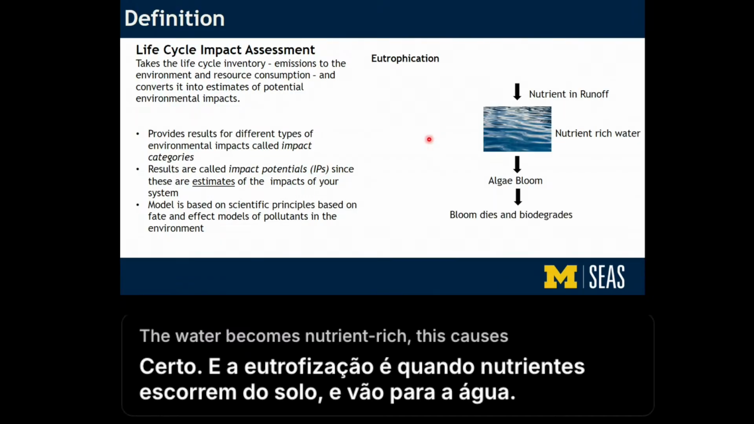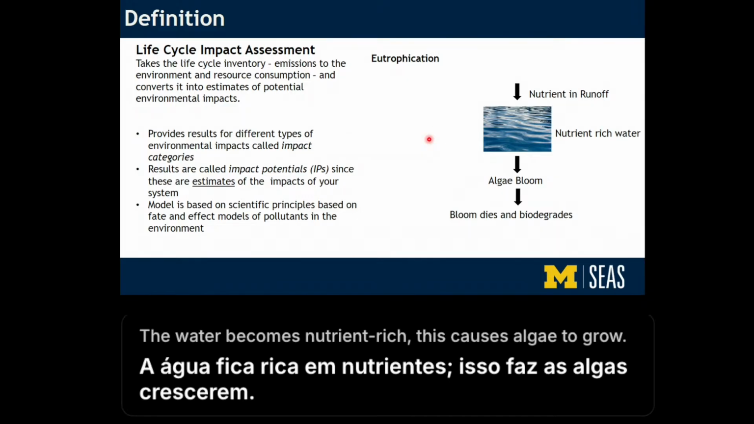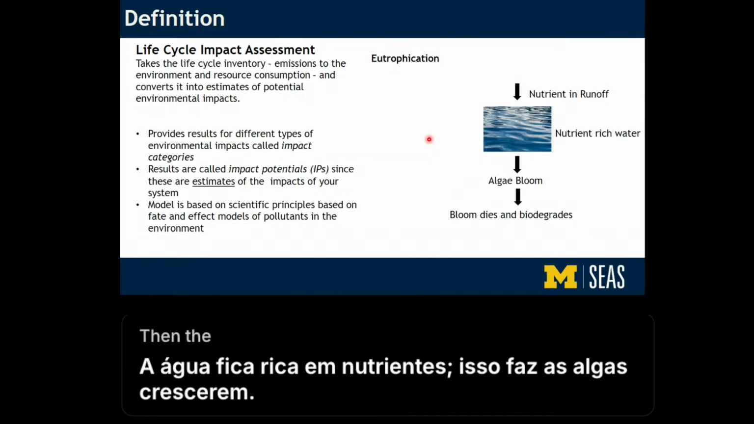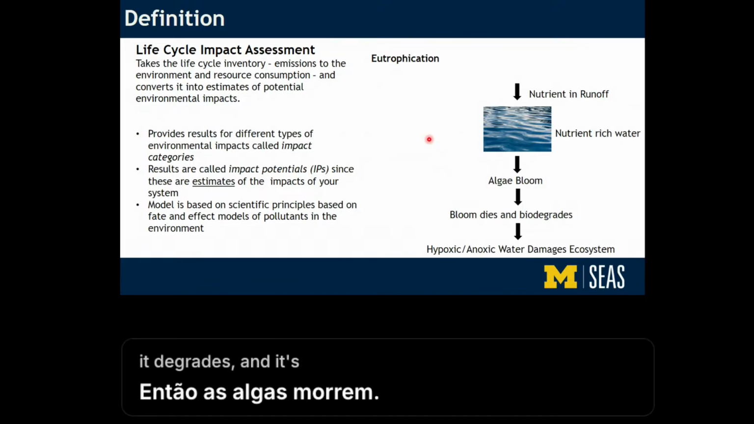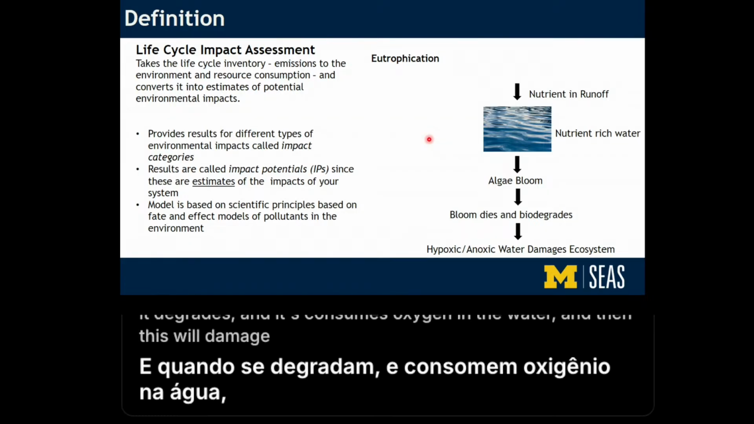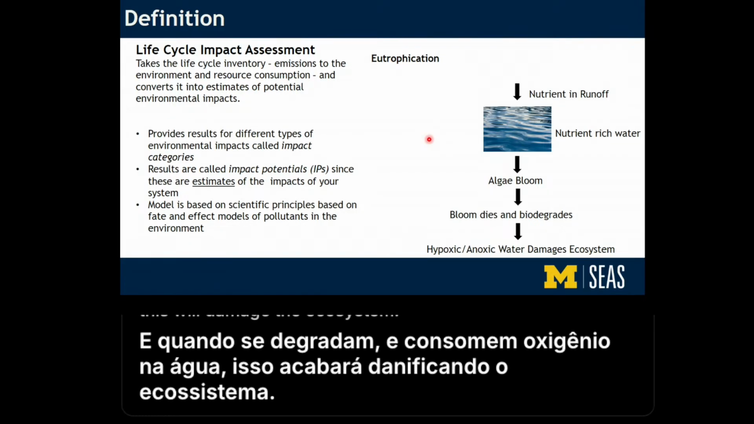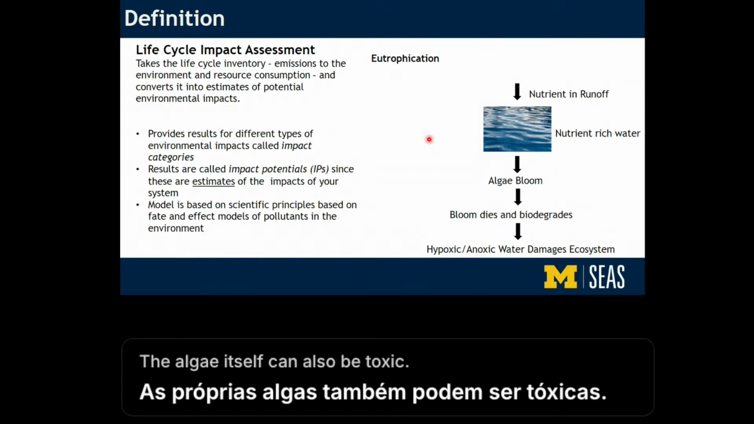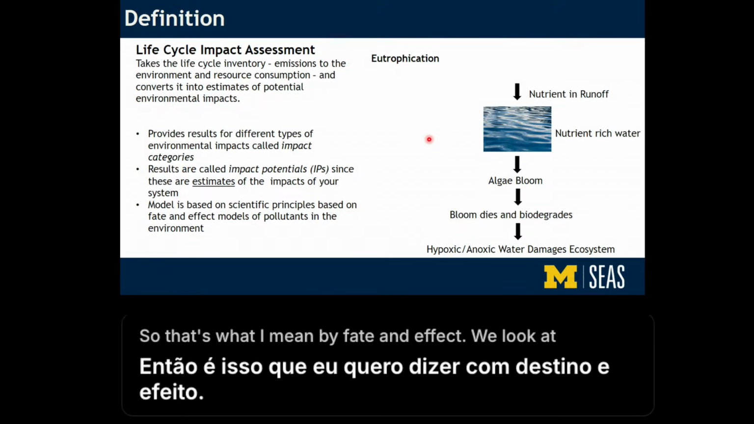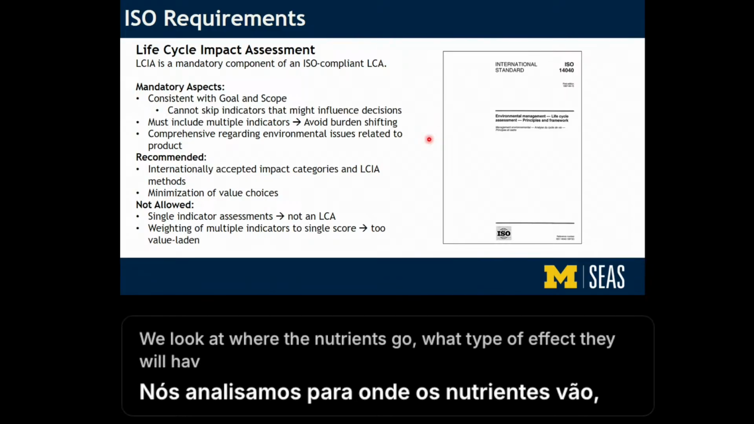Then the algae dies, and when it degrades, it consumes oxygen in the water, and this will damage the ecosystem. The algae itself can also be toxic. So that's what I mean by fate and effect. We look at where the nutrients go, what type of effect they will have, and then we can estimate what the impacts are for eutrophication.